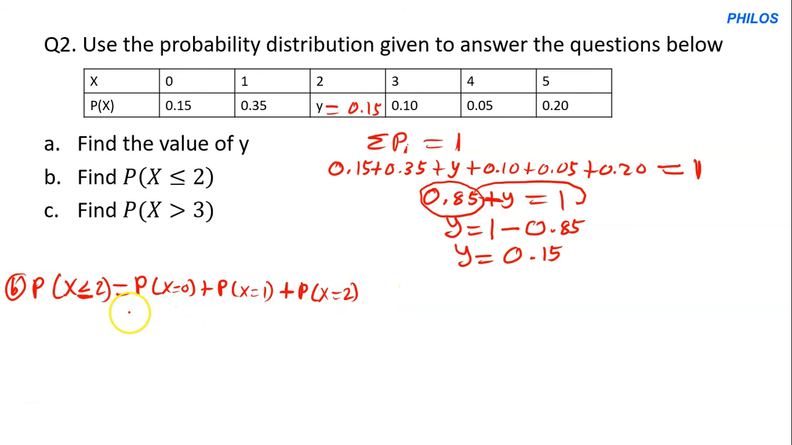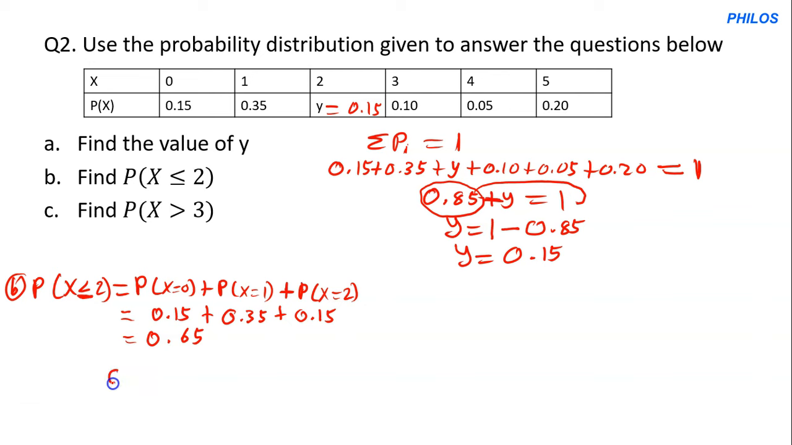So this will give us, what's the probability that we'll get a 0? It is 0.15 from the table. Then plus 1 is 0.35, plus 2 is 0.15. So 0.15 plus 0.35 is 0.5 plus 0.15, that is 0.65. So the probability that x will be less than or equal to 2 is 0.65.